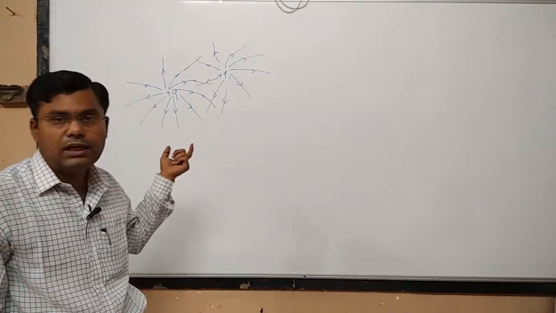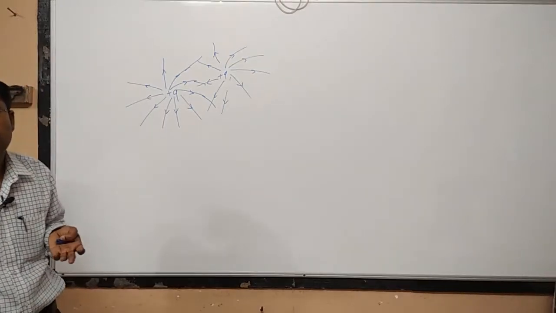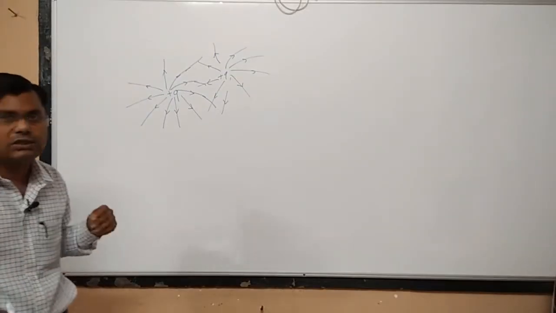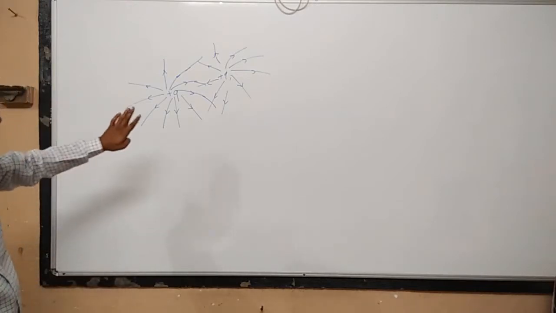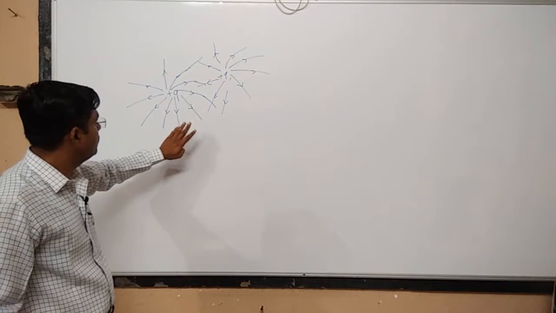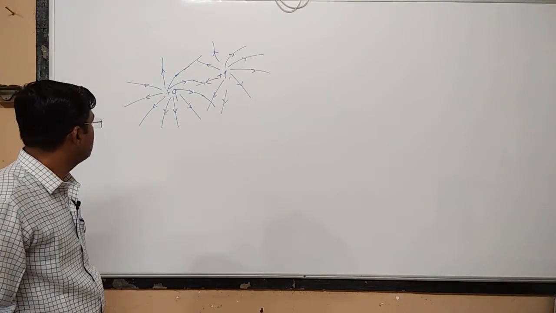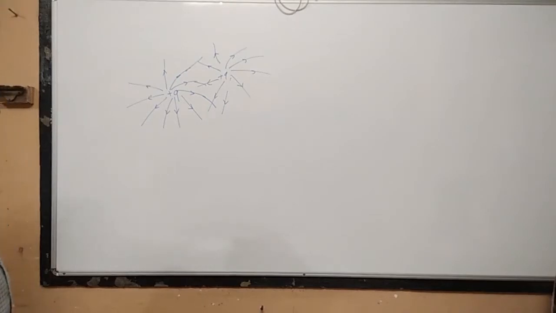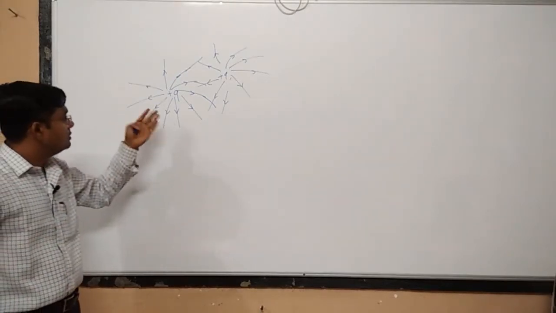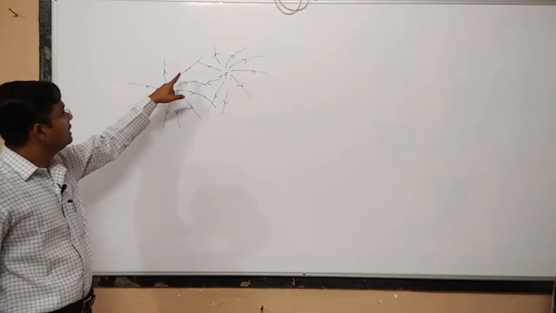If the charged particles have the same sign, then they will repel each other, and if the charged particles are of opposite sign, then they will attract each other, okay. So this is the way in which we can represent the electric force of attraction and the electric force of repulsion, right? Fine.